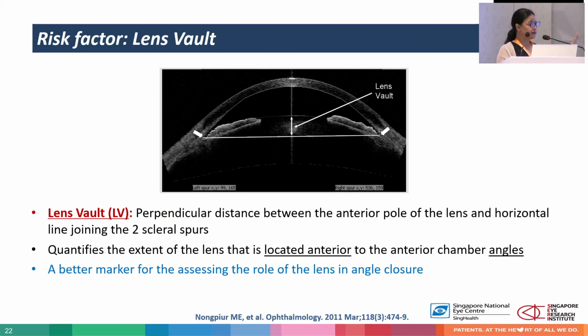Also, one of the parameters from the ASOCT is the lens vault. It quantifies the extent of lens that is located anterior to the anterior chamber angles, and it's been found to be a better marker for assessing the role of the lens in angle closure. I'll speak more about this in the next session and the next talk on the lens.